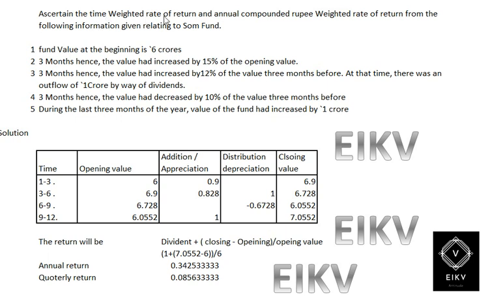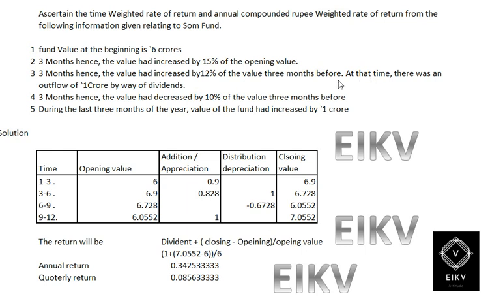So in this illustration, ascertain the time weighted rate of return and annual compounded rupee weighted rate of return from the following information related to some fund. Number one, face value at the beginning of the year will be 6 crore. 3 months hence, the value has increased by 15 percentage of the opening, and then 3 months hence, the value had increased by 12 percentage of the value of the 3 months before.